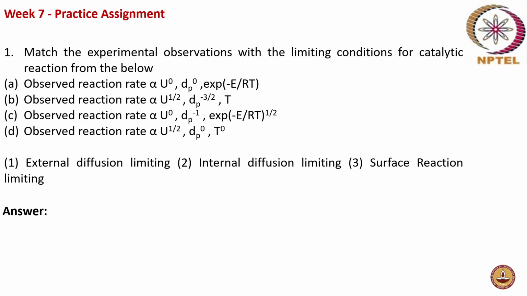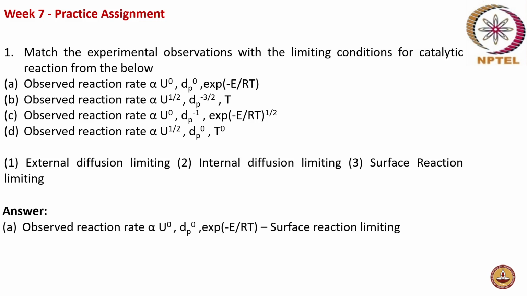So the answer is option A. The observed reaction rate is proportional to u power 0, dp power 0, exponential of minus E by RT. It says that there is a surface reaction limiting. U power 0 means the value is 1. That means there is no dependency on superficial velocity and no dependency on the diameter of the particle. So the observed reaction rate only depends on the temperature, and it has an exponential relationship with the temperature. That means it is surface reaction limiting.